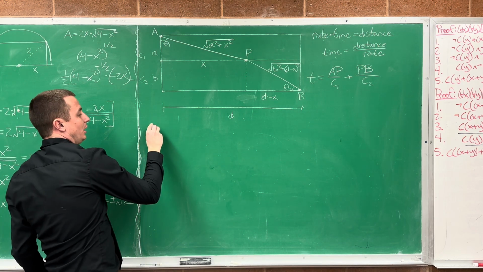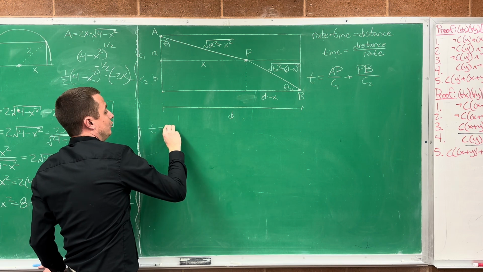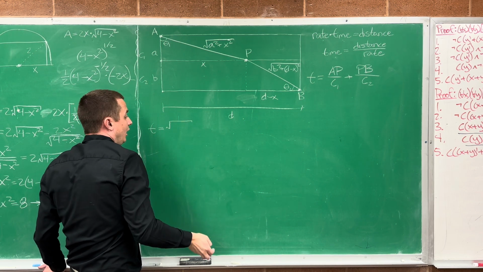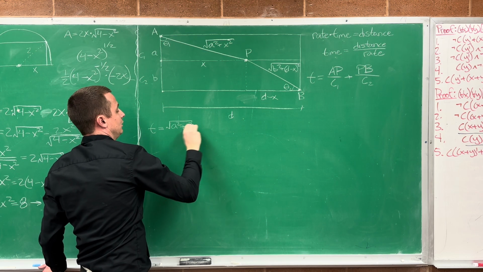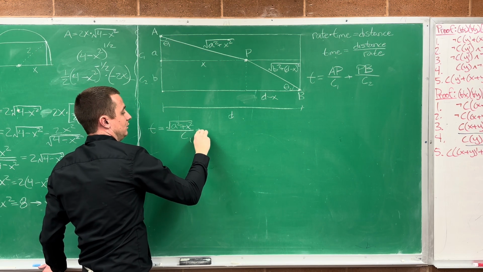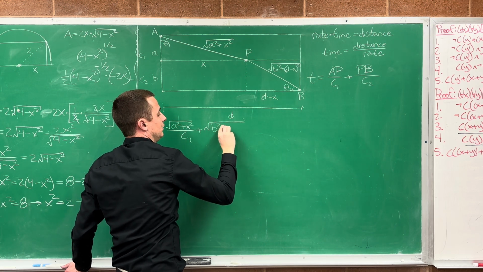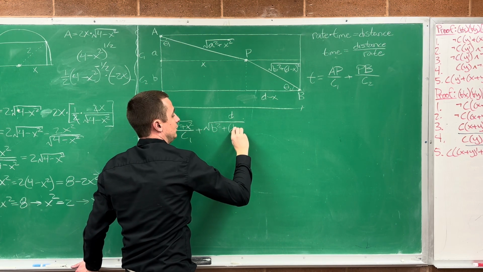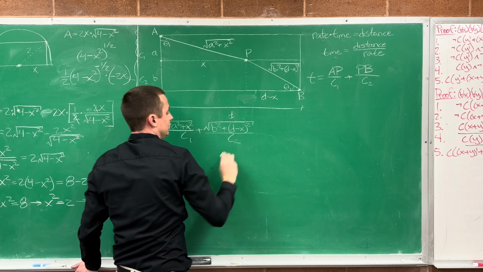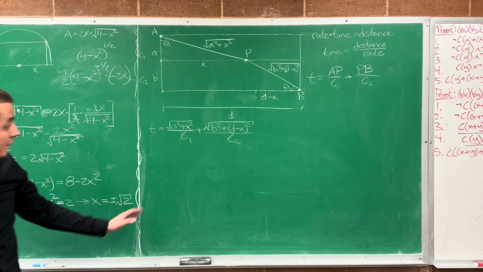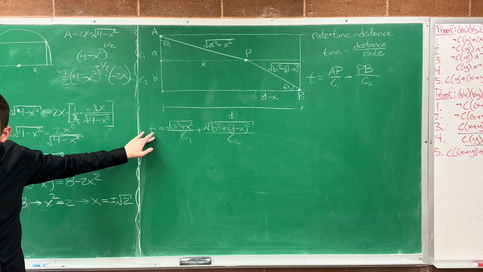So now, plugging in our variables, our total time is the square root of A squared plus X squared over C1, plus the square root of B squared plus D minus X squared, over C2. So there's our t. We are trying to minimize t. We're trying to find a local min of the time t.